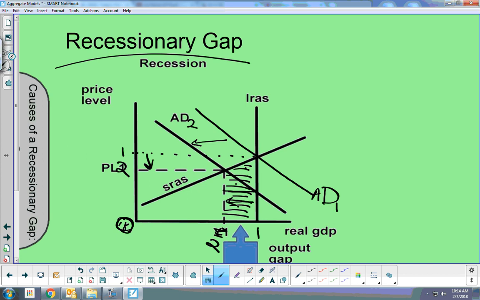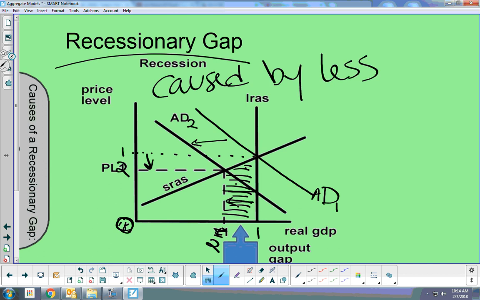So first, recessionary gap, the aggregate demand curve. A recessionary gap is caused by a decrease of aggregate demand, typically by less consumption or less investment spending, or any of the following: less net exports, less government spending. Any of those shifters of aggregate demand to the left causes a recessionary gap.